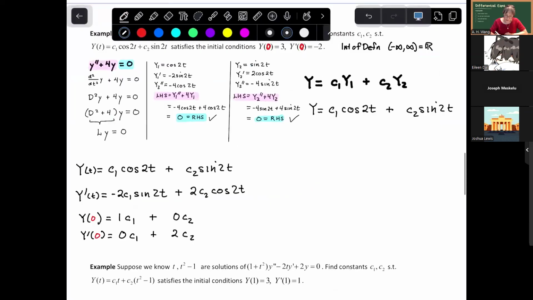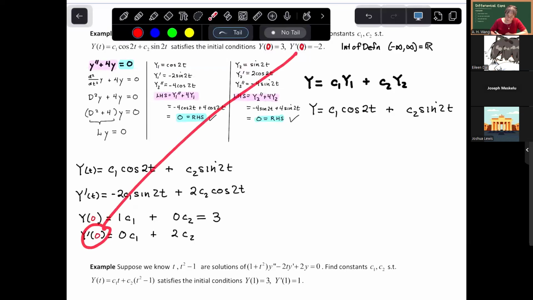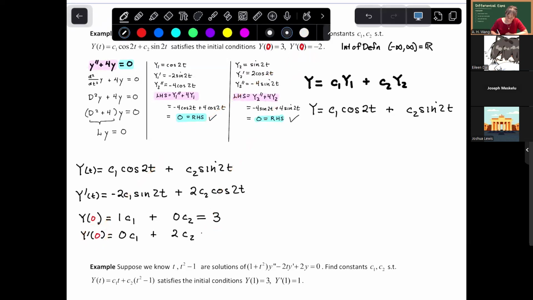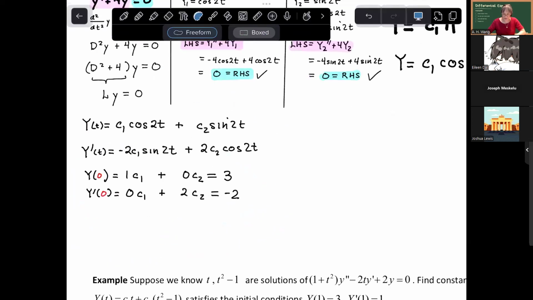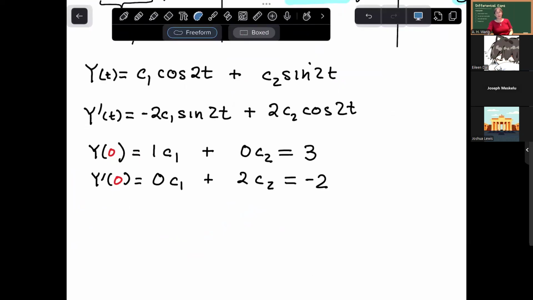So looking at this, you guys can see that this is this guy. And then we can go ahead and set it equal to 3. Right? And then you can see also that this is this, and you can set it equal to -2. Okay? So now we've got this. And actually, it's so easy that we don't even need to do matrices, okay? You can see that C1 is going to be 3, and then C2 is going to be -1.